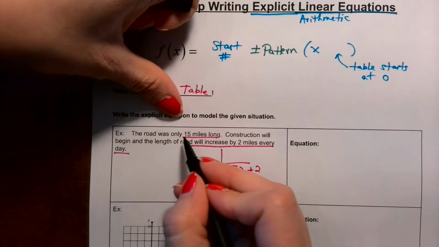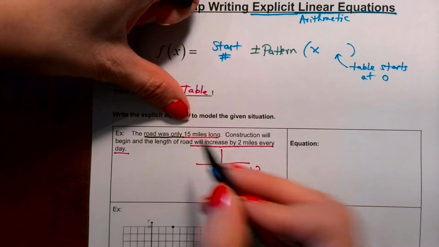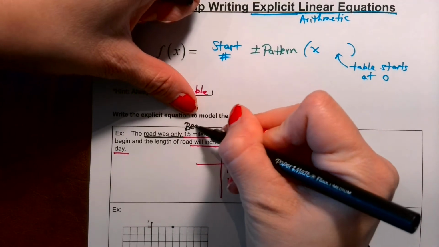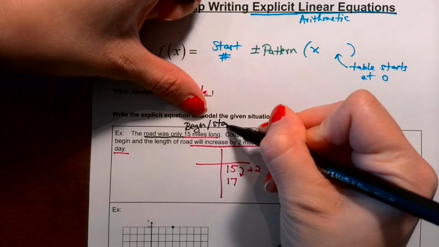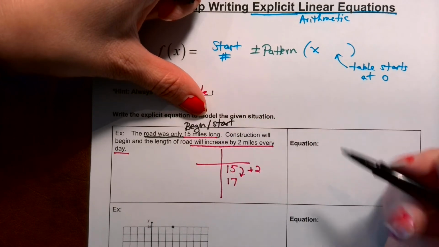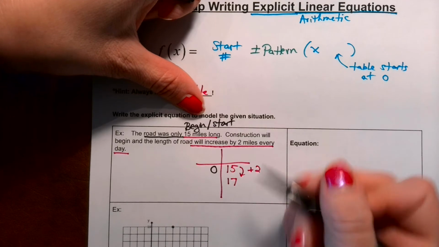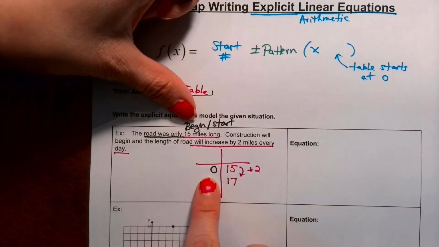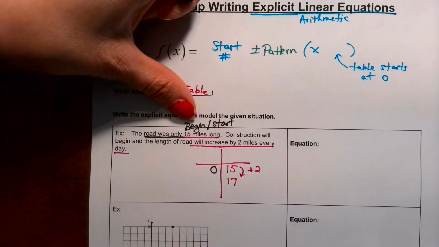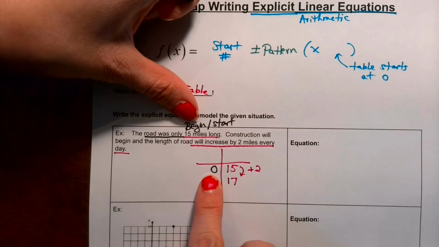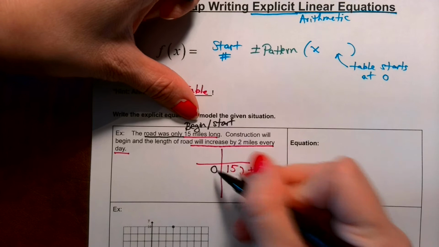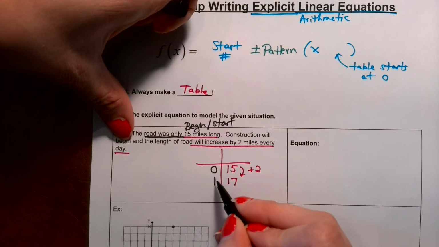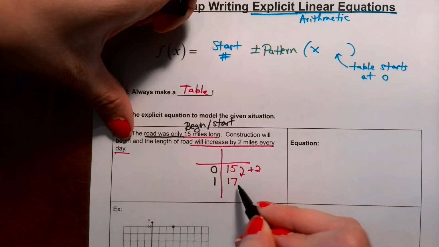If it says the road is 15 miles long in the beginning, if that's how you start, then you want to put 0. I always ask my students, how old were you in the beginning when you were first born? In the beginning, you were 0. You had to wait a full year until you became 1 year old. So this is 0. After 1 day, the road will be 17 miles long. It takes them 1 day to build it.